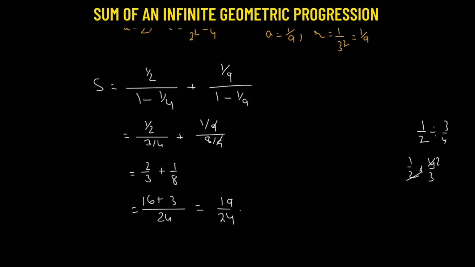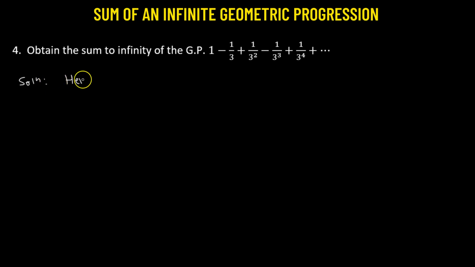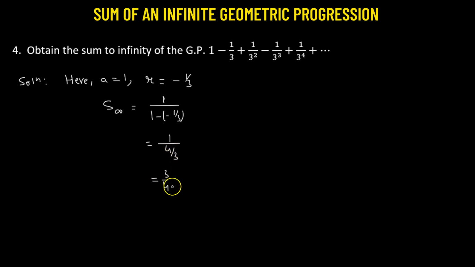So let's move on to the next problem. Problem number 4, we need to obtain the sum to infinity of the given geometric progression. So let's begin. Here, our first term is 1. Our common ratio, we'll divide the second term by the first term, so we're going to get negative 1 over 3. The sum to infinity of the geometric progression will be 1 divided by 1 minus negative 1 over 3. So we have 1 over 1 plus 1 over 3, so that's going to be 4 over 3. So 1 divided by 4 over 3 will be 3 over 4. So this is going to be the sum.